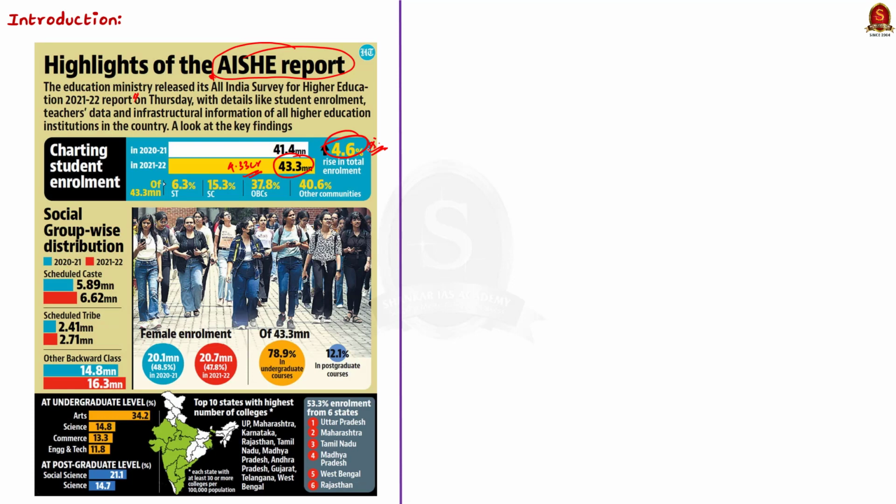The gender parity index, which is the ratio of female GER, or gross enrollment ratio, to male GER, has also increased. This indicates that there is a slightly higher enrollment of females than males.